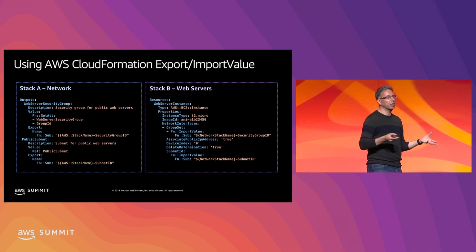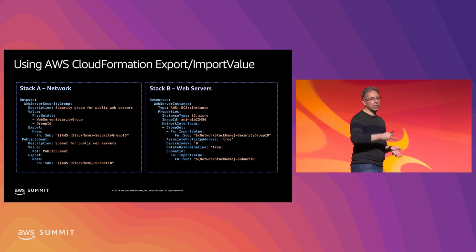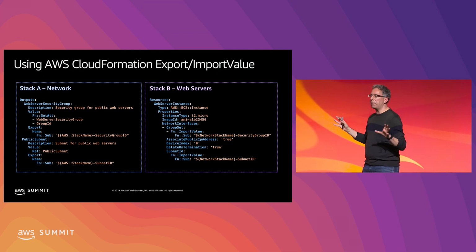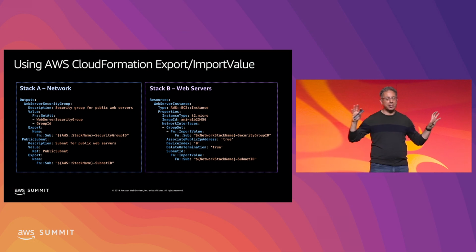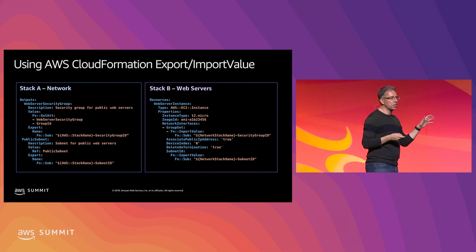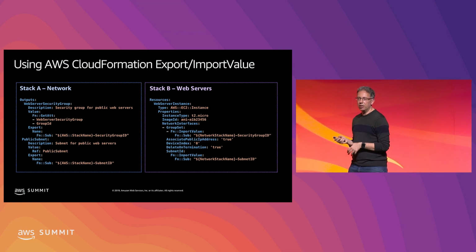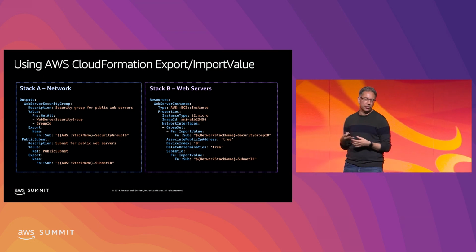So if you have an application that has maybe some web server, this web server needs to use some network configuration. Instead of having a single template, you can have two templates that create two stacks. One template is managed by the network team. One template is managed by the application team for the web servers. So this is also creating a better segregation of duties.